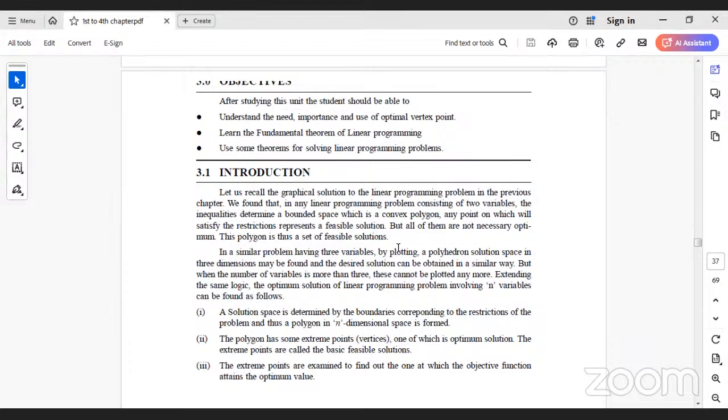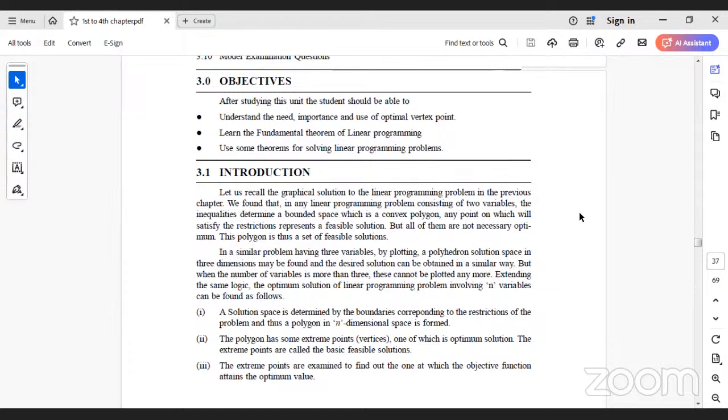Any point we are taking here which satisfies the restrictions represents a feasible solution, but all of them are not necessarily optimum. The polygon thus is a set of feasible solutions.